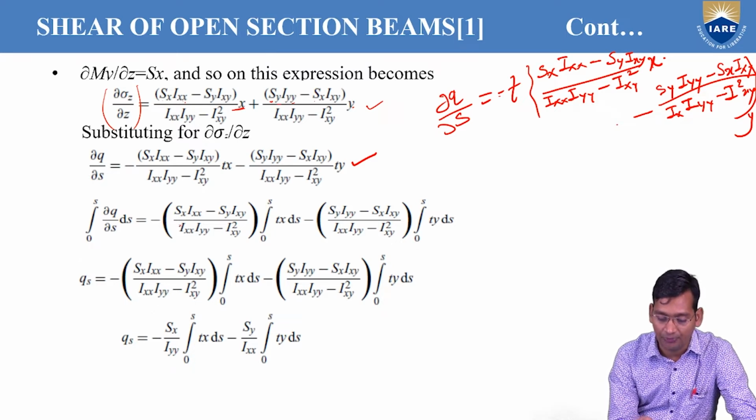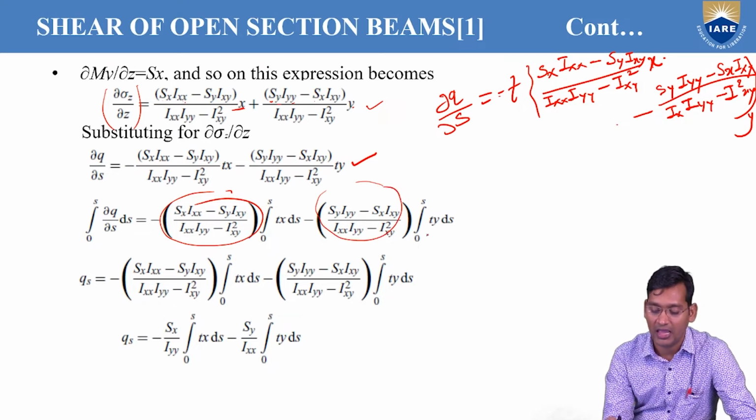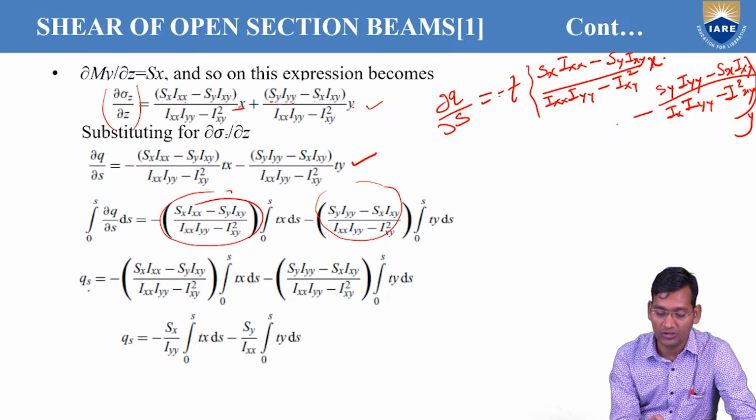Right, now just see here, this term is constant, so it will be out of the integration. So what will we have to integrate? 0 to s tx dx. Similarly, this term will be constant and is out of the integration, and you have to integrate 0 to s ty dy ds. Okay, next, so qs equals minus this one.